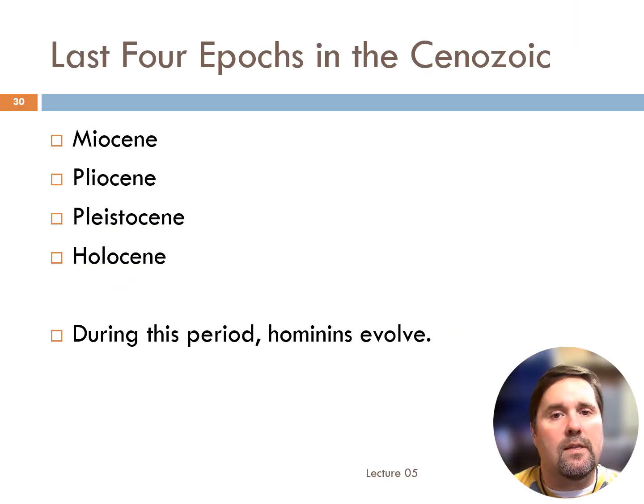Most important for this class will be the last 4 epochs: the Miocene, Pliocene, Pleistocene, and Holocene. It is since the last bit of the Miocene that hominins have evolved and diverged from other primates. For this unit, I'd like you to know those 4 epochs in that order. Next unit will add numbers to describe how many years in the past each of these epochs occurred.